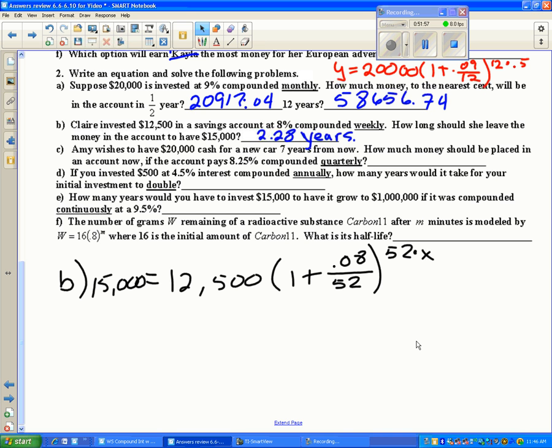Okay, so letter C. Amy wishes to have $20,000 in cash for a new car 7 years from now. How much money should be placed in the account now if the account pays 8.25% compounded quarterly? All right, so this is letter C. I want to have $20,000.